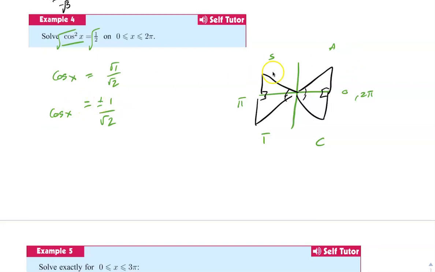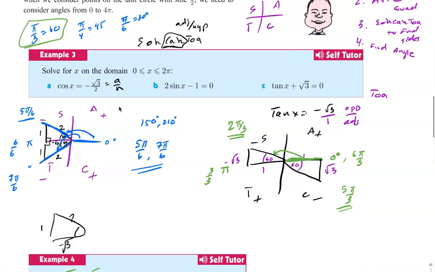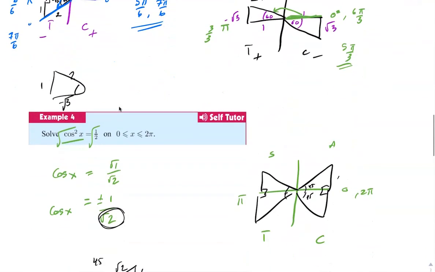So plus cosine is positive A and C, and it's negative at S and T. Now it's 1 over rad 2, so I already know what type of triangle this is. Anytime you see rad 2 should be a dead giveaway, it's going to be 45. It's a 45, 45, 90 triangle. So these are all 45 degrees. And if you remember from up there, 45 degrees is pi over 4. So those would be my answers.